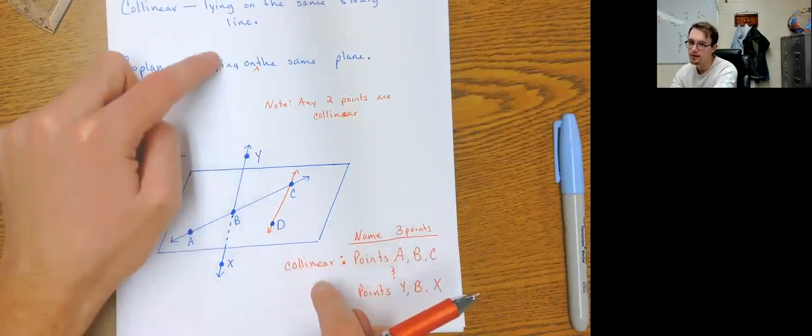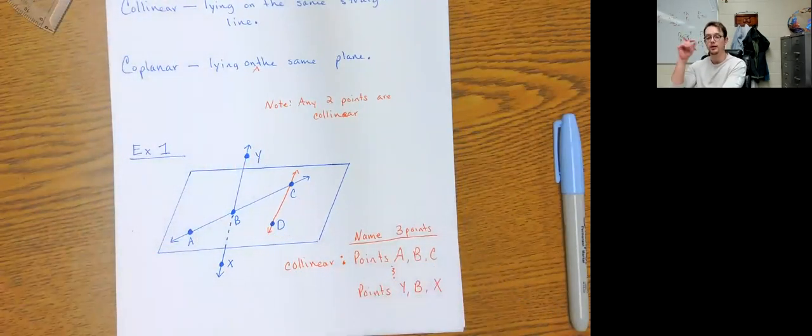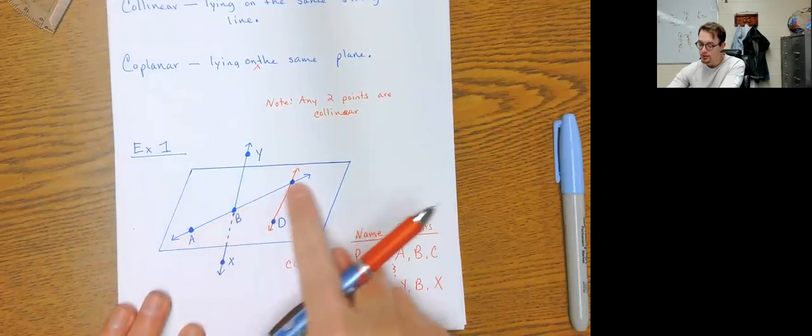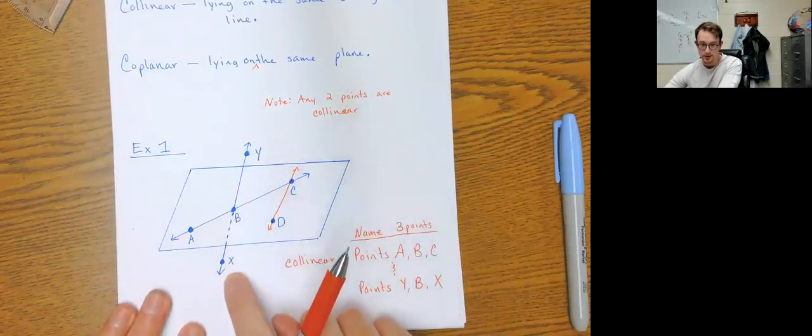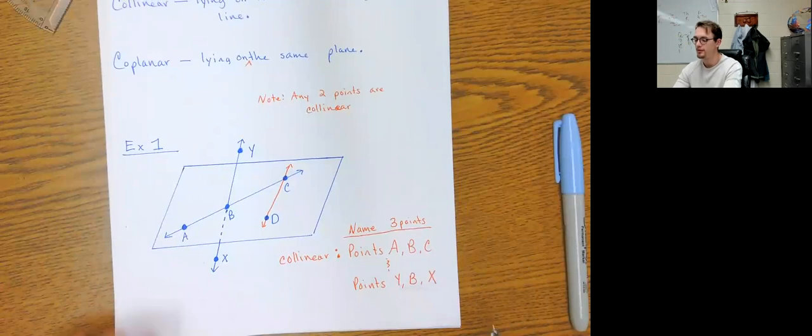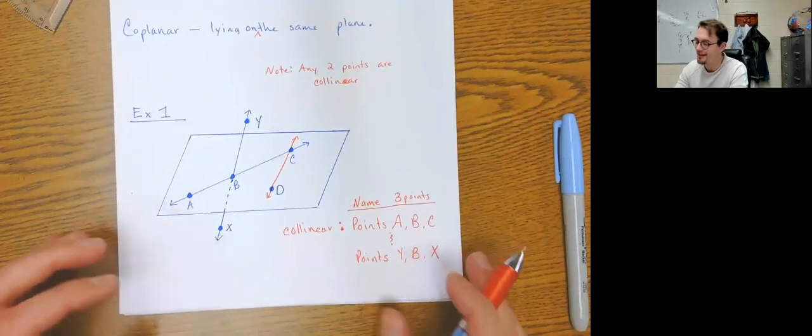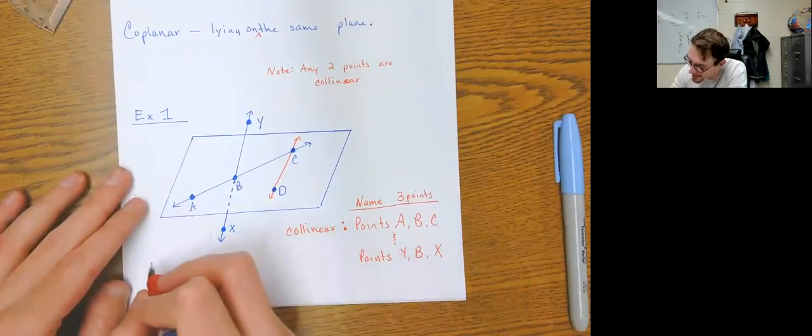And then what? Nothing. So there's not that third point. But these three points are collinear and these three points are collinear. Okay, let's move on from that. My poor example. Let's do coplanar.